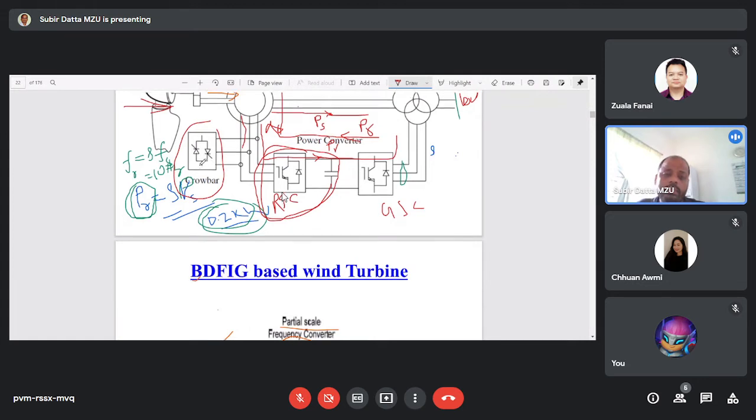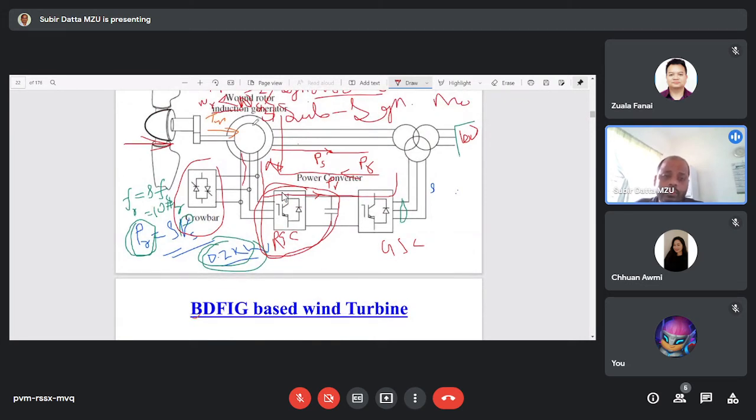Okay, the Crowbar protection is used to protect the rotor circuit. If the rotor current is increased due to any abnormal conditions, then immediately we can disconnect this part in order to protect the rotor side converter and also the grid side converter. At the same time we have to activate the Crowbar protection scheme. If we activate it, then the extra current will flow through the Crowbar protection device, and we will be able to limit or reduce the rotor current.